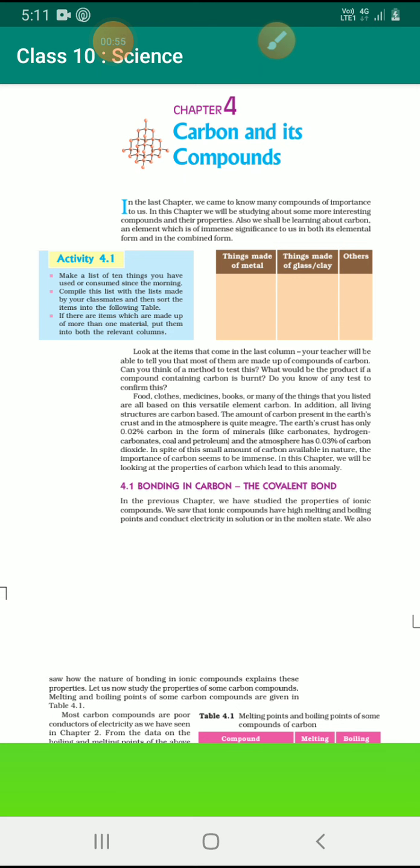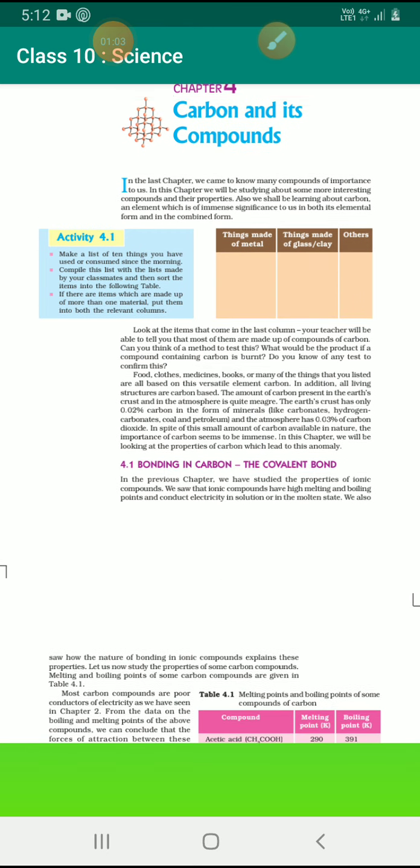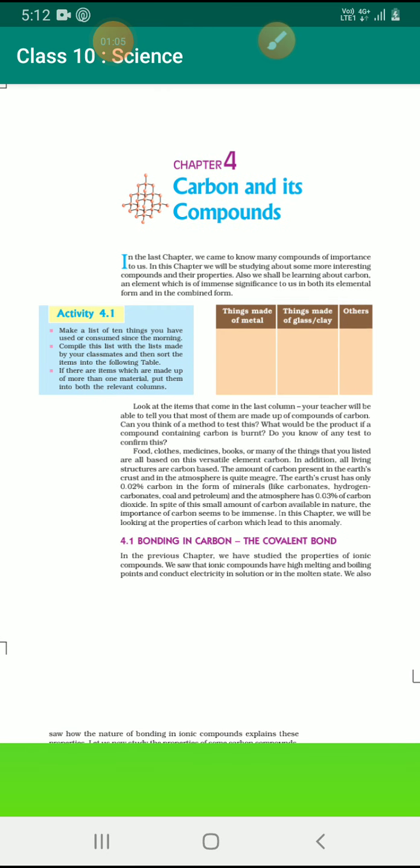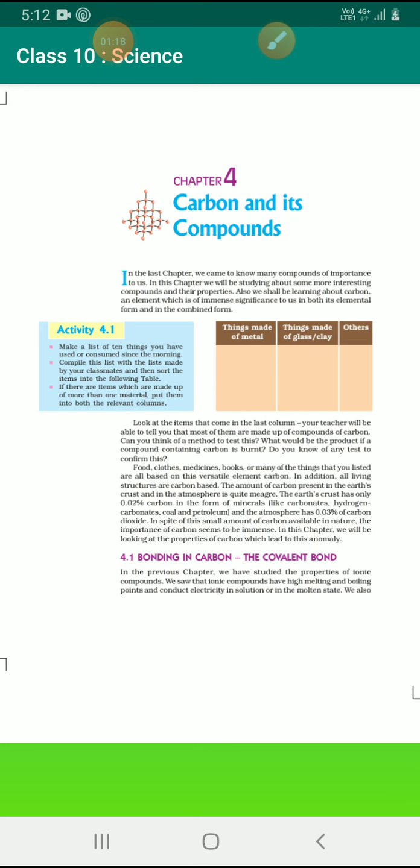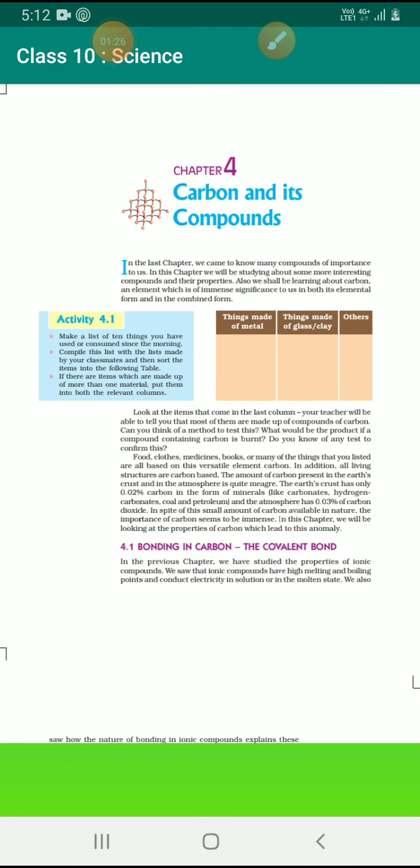Fine. Okay, so in today's class, let's start a new chapter, which is called carbon and its compounds. It is in your textbook, in the first chapter of the second part. As far as the first part is concerned, we have come across all the chapters related to physics and chemistry. And as far as chemistry is concerned, the next chapter in the second part of the textbook is carbon and its compounds.